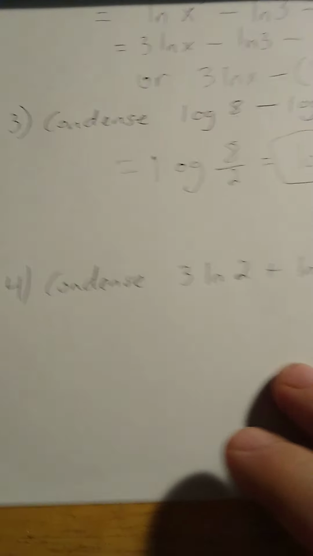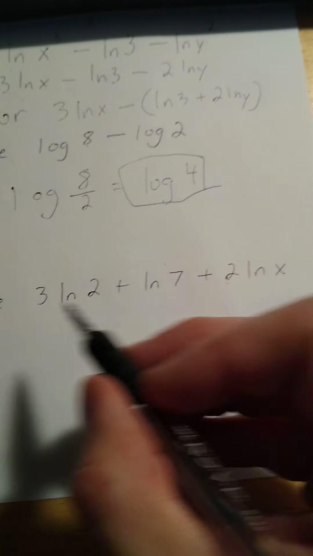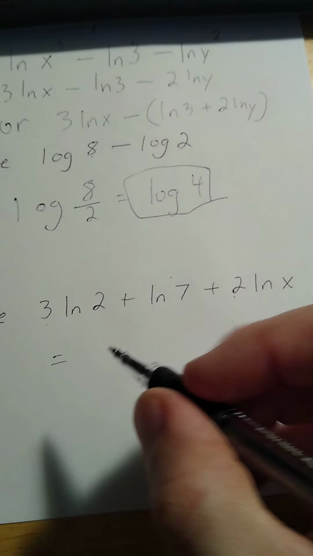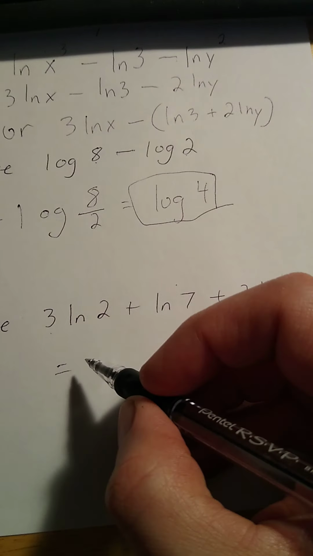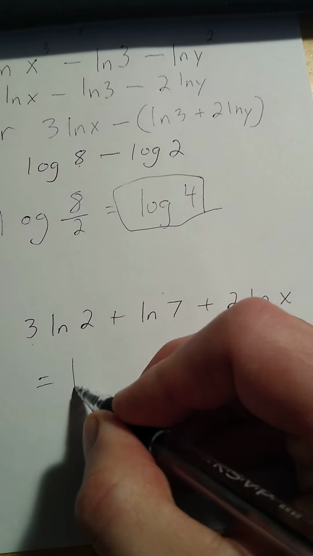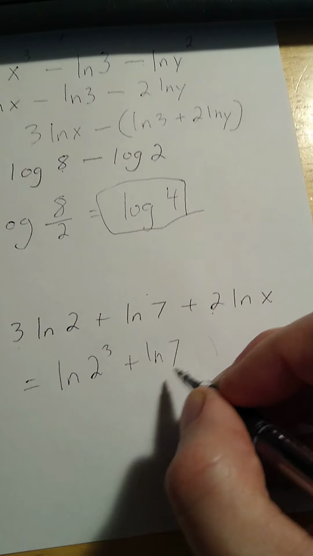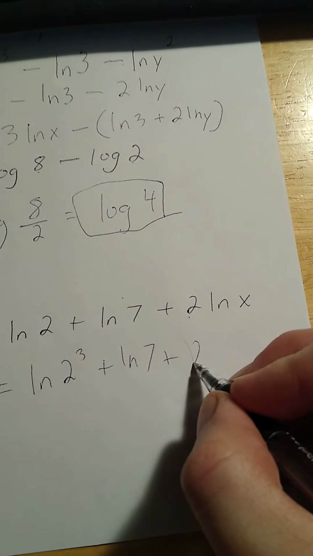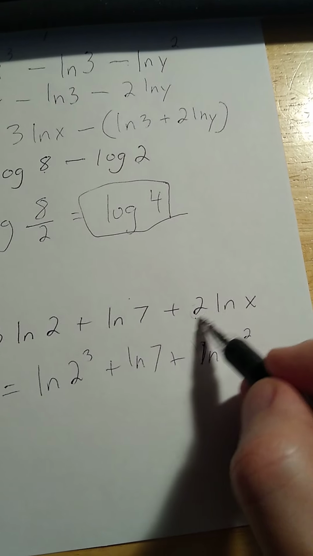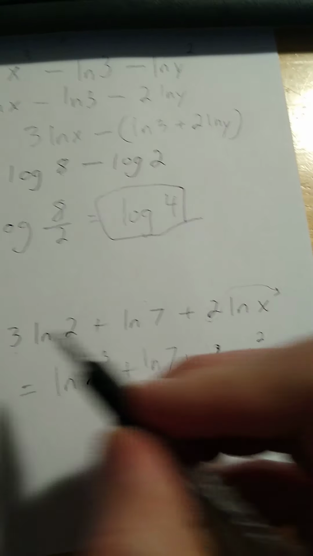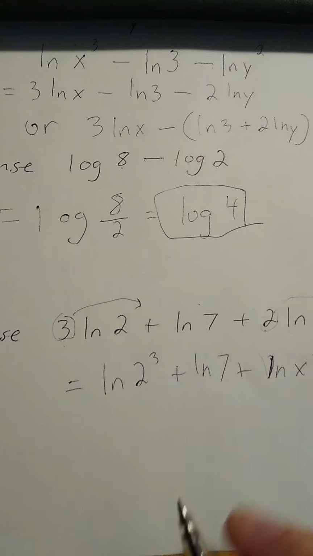Second one, to condense, I see I have coefficients. I'm going to use that last property first. We're kind of going backwards when we condense, so I'm going to use the property of the exponent, the third property. I'm going to use that first. I have the natural log of 2 to the third plus the natural log of 7 plus the natural log of x squared. And I just simply took the coefficients and moved them up to become exponents. Now this is 8, we'll change that in a moment.